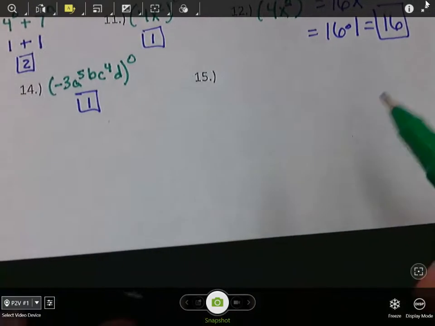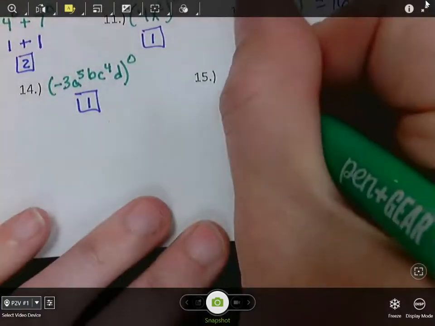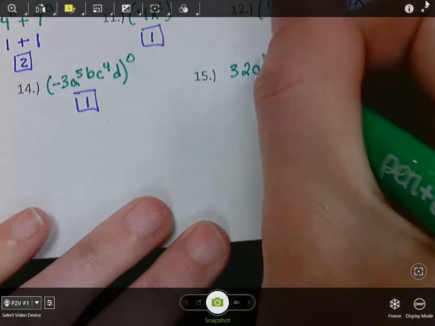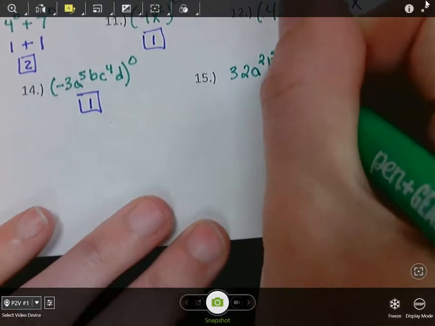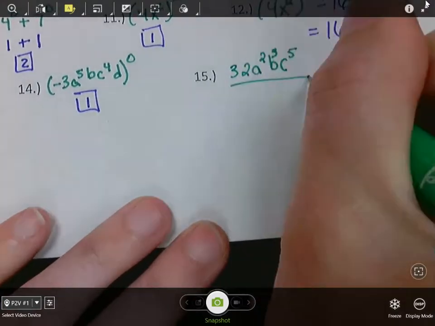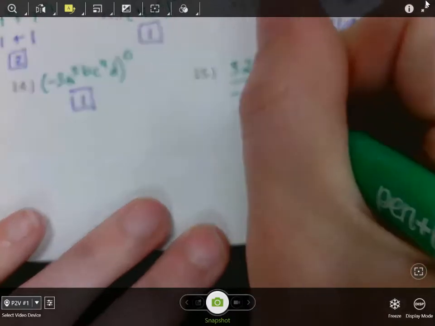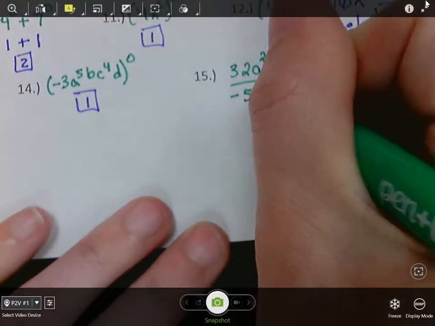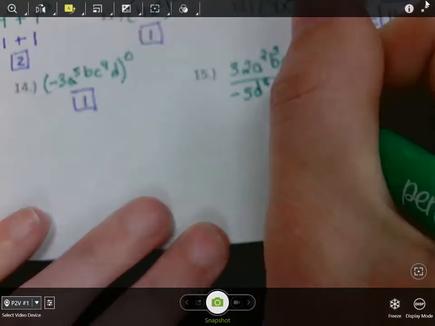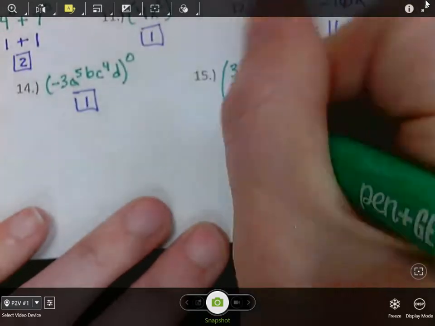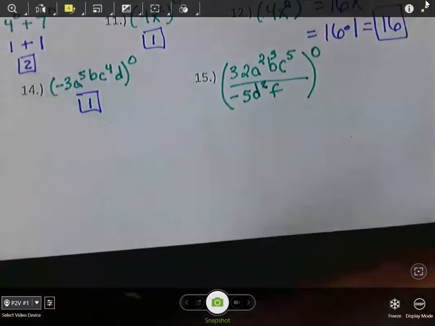Number 15. Let me guess, 0. 32 a squared b to the 3rd c to the 5th over negative 5 d squared f, all raised to the 0 power. That is 1.